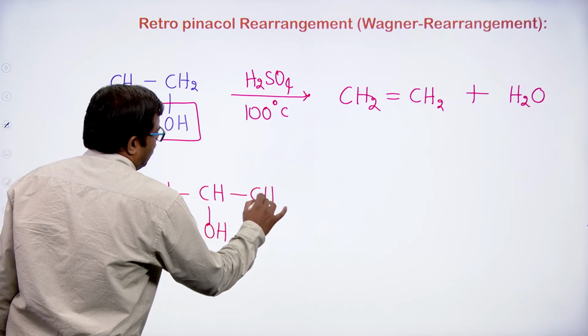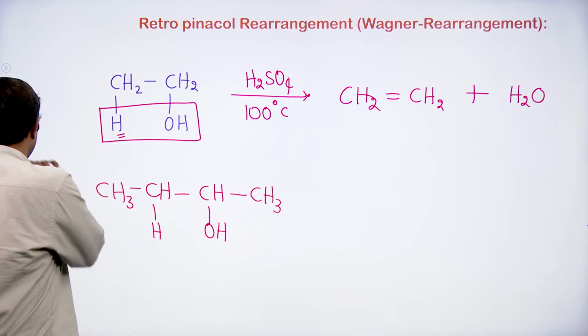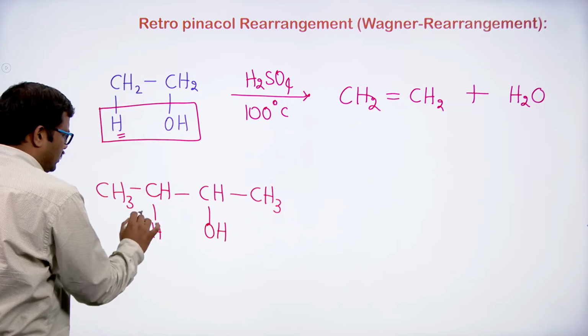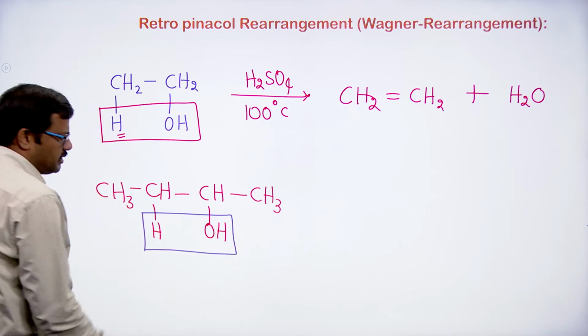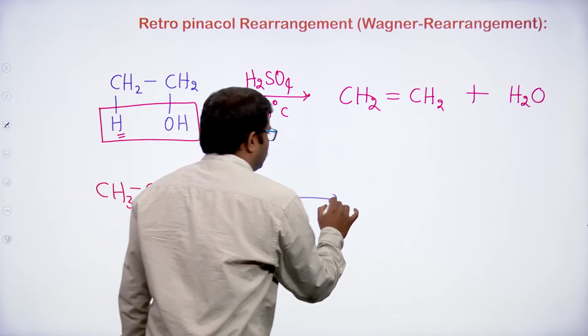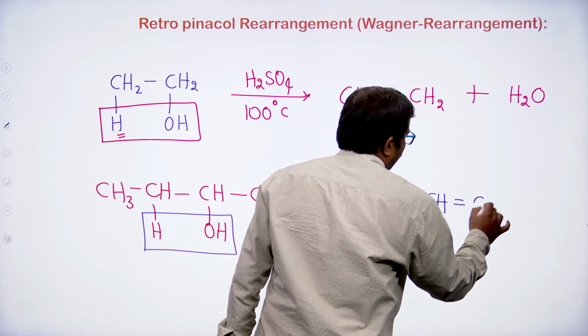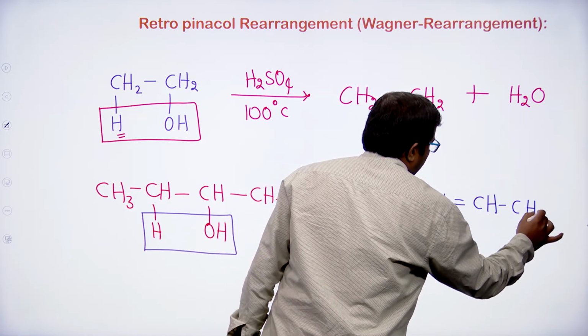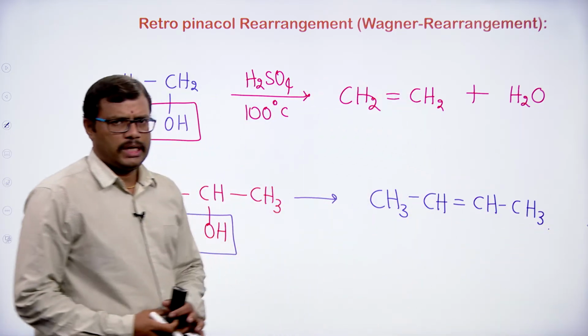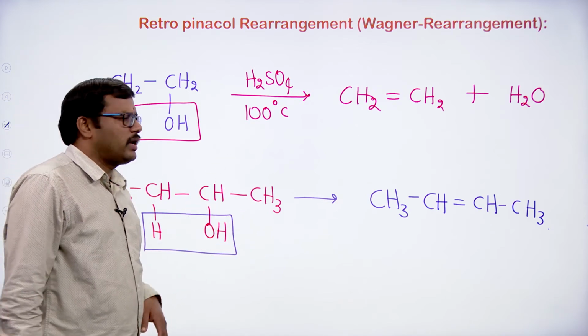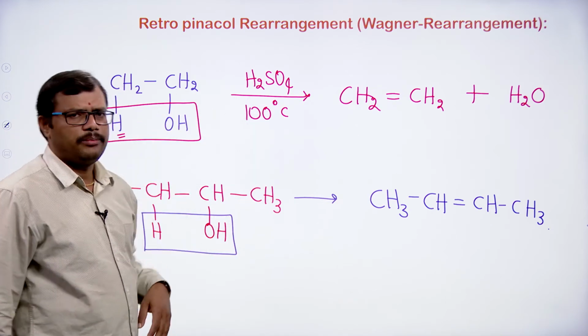So the secondary alcohol that we have taken. So what is happening here? In this case, the hydrogen and OH on adjacent carbon atoms are lost in the process, and we are going to get 2-butene as a major product. So this is how we can predict, or look at, the mechanism.